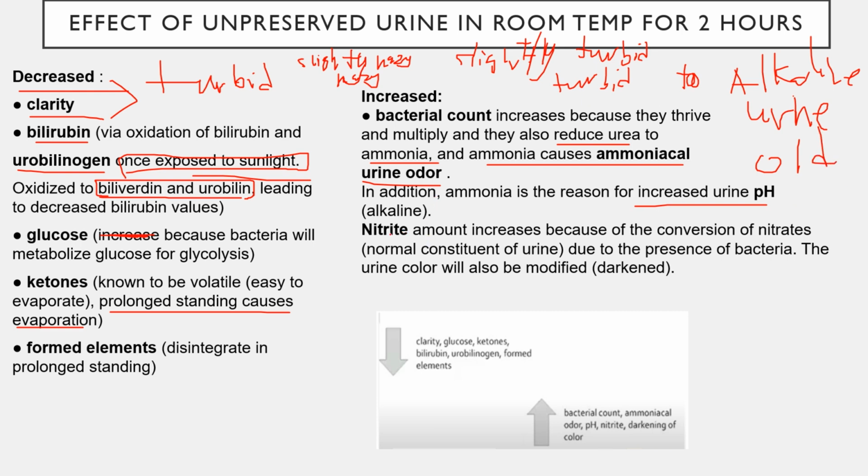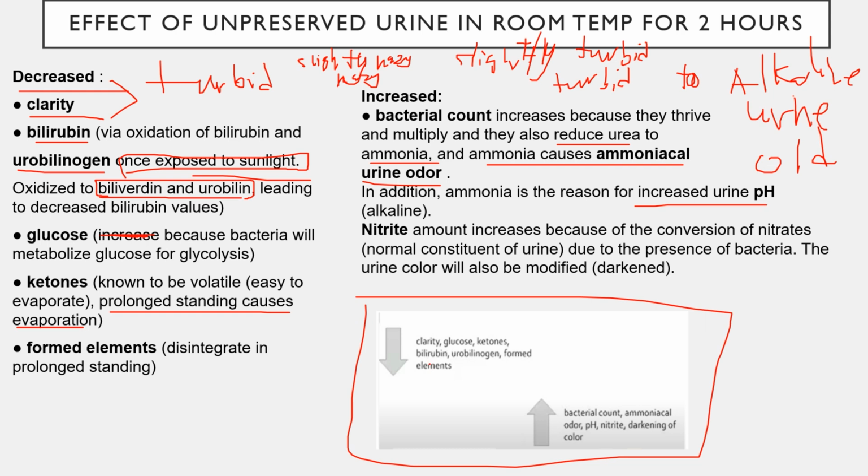The nitrite amount increases because of the conversion of nitrates due to the presence of bacteria. The urine color would also be modified or it would become darkened. So paki-memorize na lang to, class, para maalala nyo siya. Decreased clarity, glucose, ketones, bilirubin, urobilinogen, and formed elements. Increased bacterial count, increased ammoniacal odor, pH, nitrite, and darkening of the color of the urine.